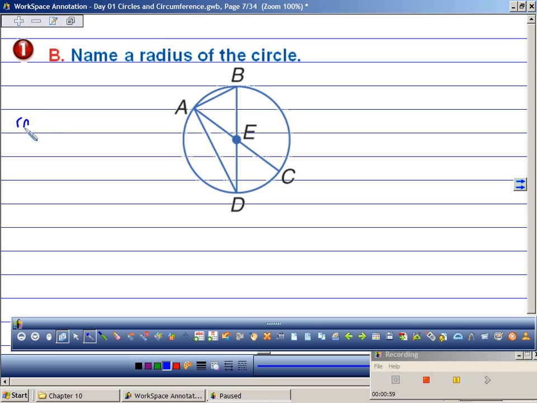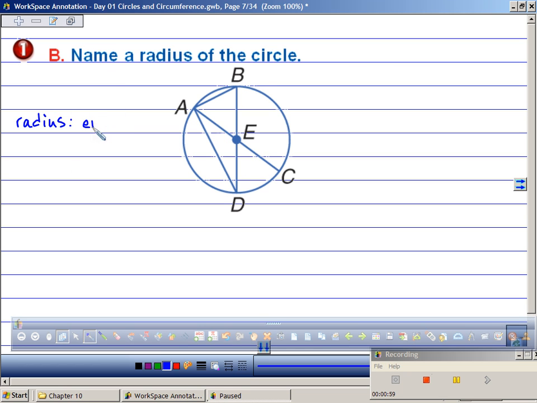First of all, let's define radius. A radius is when you have the endpoints are the center and a point on the circle. So for instance, name the radii.